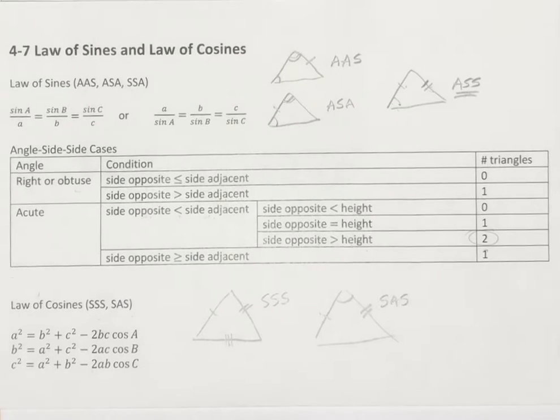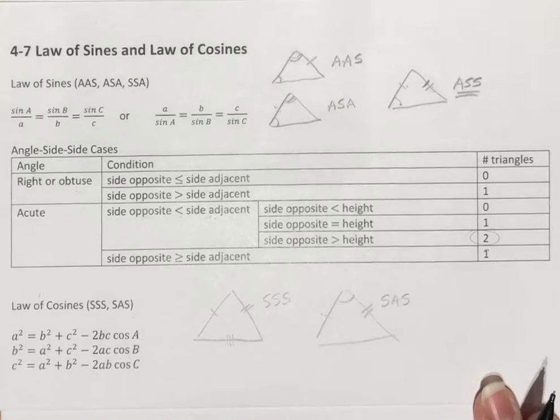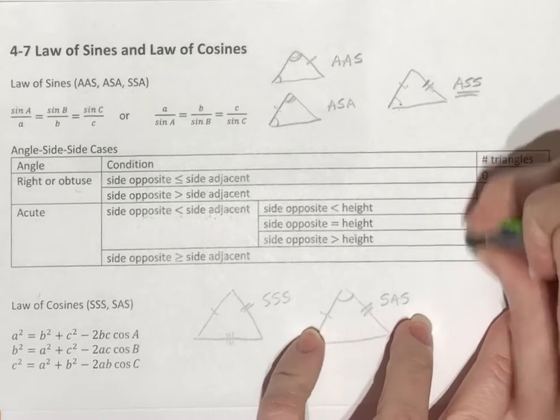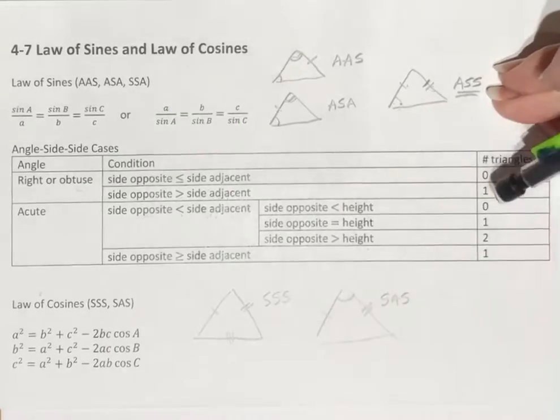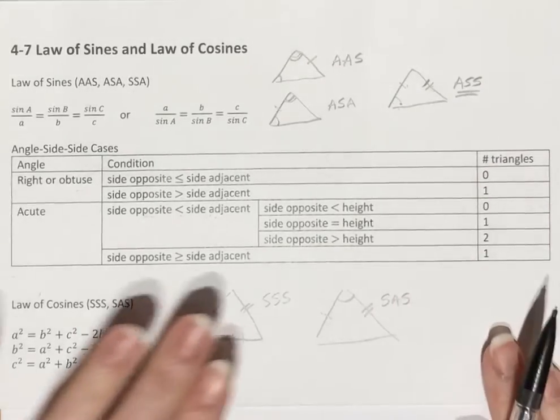So section 4.7 is on law of sines and law of cosines. You did this in geometry class. There may have been a few examples where they didn't get very difficult in geometry and they're going to get a little more difficult in this class, but for the most part, stuff is the same, okay?